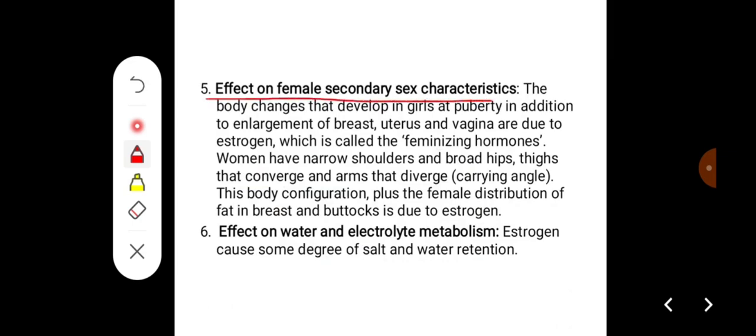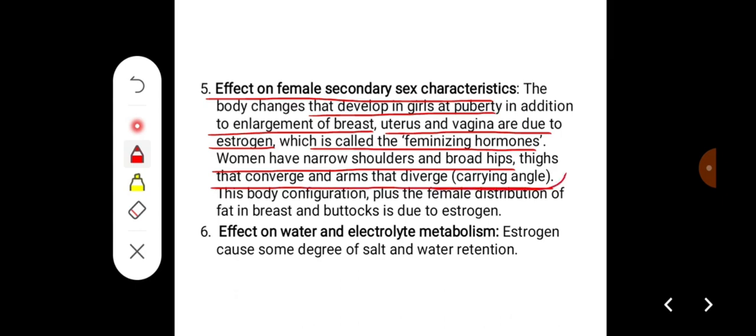Their effect on the female secondary sexual characteristics. The body changes that develop in girls at puberty, in addition to enlargement of breast, uterus, and vagina, are due to estrogen, which is called a feminizing hormone. Women have narrow shoulders and broad hips, thighs that converge, and arms that diverge, that is carrying angle. So this body configuration plus female distribution of fat in breast and buttocks is due to estrogen.